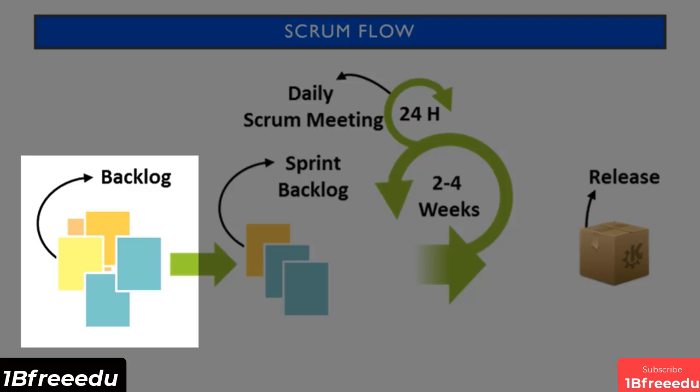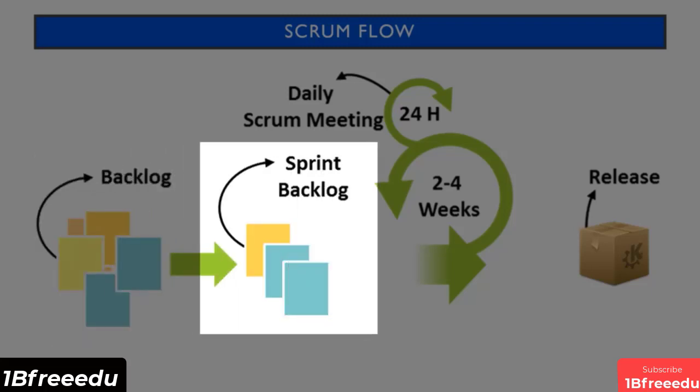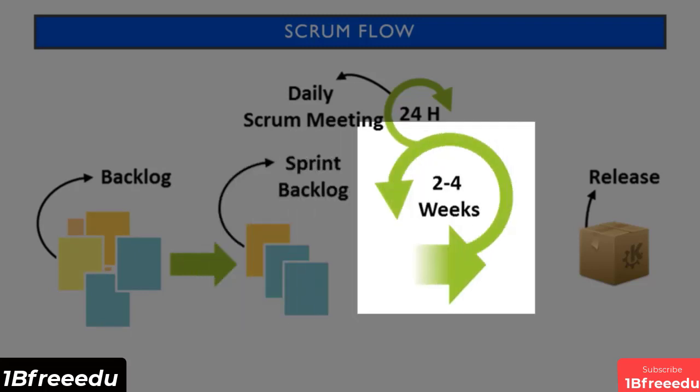A group of features are then selected from the product backlog and made into the sprint backlog, basically representing that these features are what the team will implement during this sprint. A sprint is a predetermined length of time, usually between 2 to 4 weeks, where the development team takes the tickets from the sprint backlog and gets them to a done state by the end of the sprint.